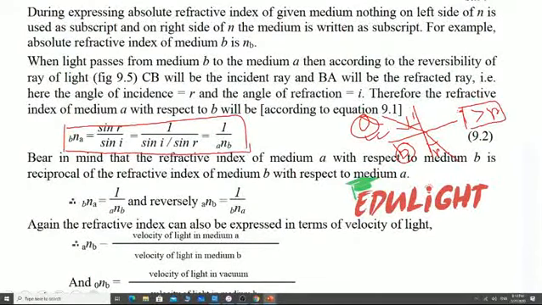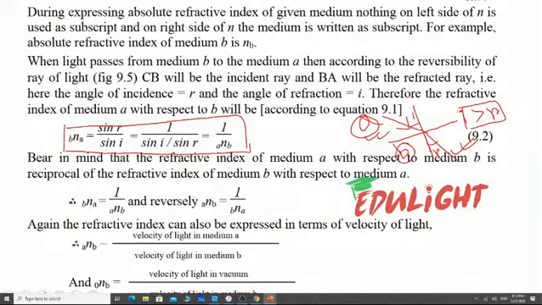So if light is incident from a denser medium to a rarer medium, or from a rarer medium to a denser medium, then it will be seen.